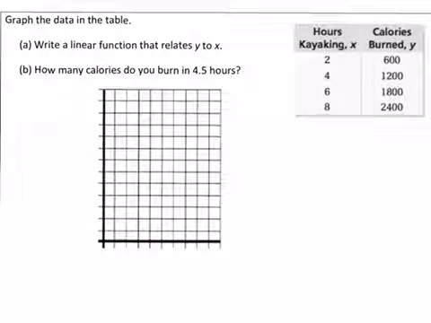Now we have a couple word problems we will do. It says graph the data in the table and then write a linear function that relates y to x, which is again slope-intercept form. And then it says how many calories did you burn in 4.5 hours? So we're going to go ahead and just graph this first and figure it all out. Now I am going to put up a scale for our graph. So the first thing I'm going to do is label.